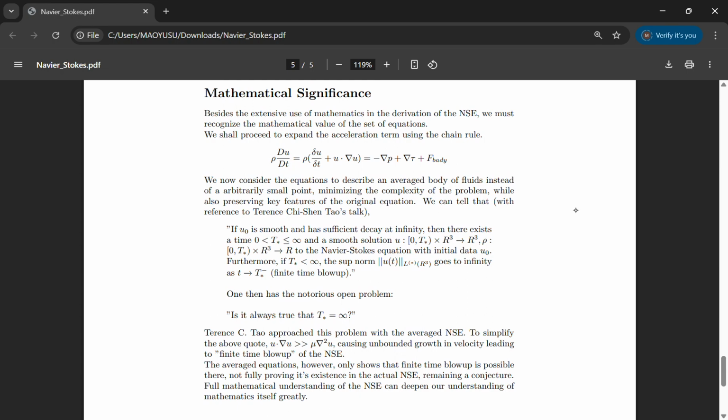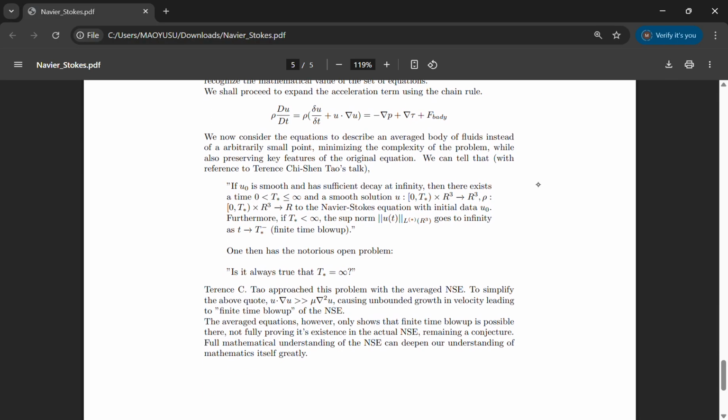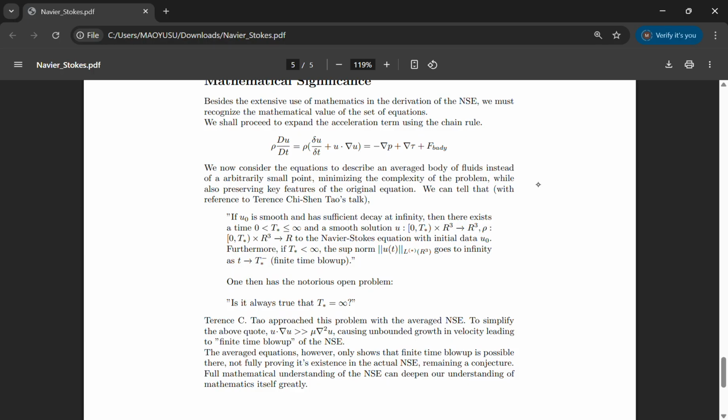Okay, so Du over Dt, right? We can have del u over del t plus u dot product nabla u. This one is what we're actually caring about if we're studying the mathematical significance. So we consider the equations to describe an average body of fluid. Again, the equation describes the motion, the trend of the fluid at a certain point, an arbitrarily small point, an infinitely small point, whatever way you want it. But it's just at a point.